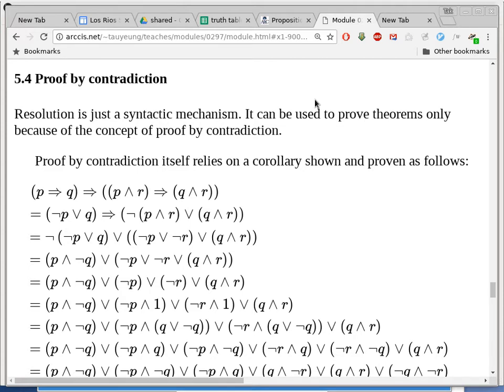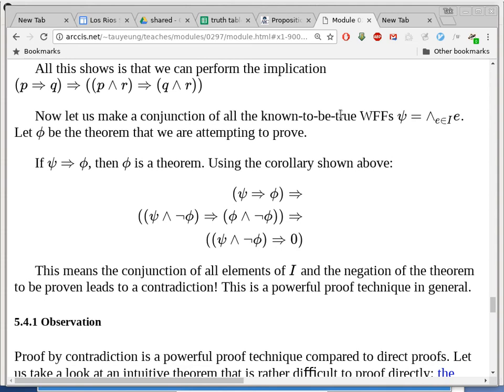So it's basically the opposite of the CNF proofs? No. One thing: proof by contradiction itself has nothing to do with resolution or CNF. Proof by contradiction basically takes the original formula and proves that the negation of that cannot be true.